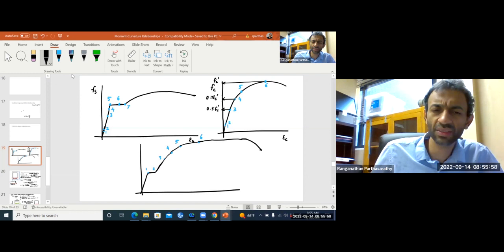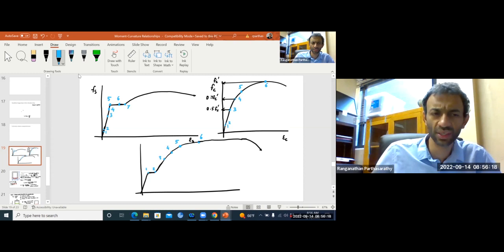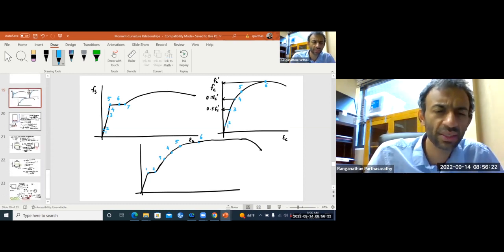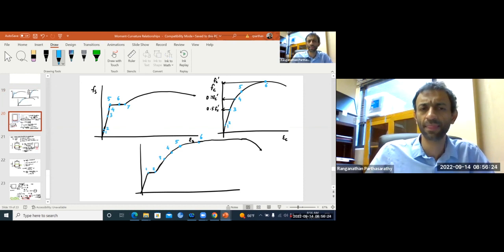Point 1 is the uncracked transformed section cracking moment. Point 2 is the cracked section, point 3 is the proportional limit of concrete, point 4 is some intermediate point in the nonlinear range of concrete, point 5 is yielding of steel. So let's at least do till here. Here is one example.